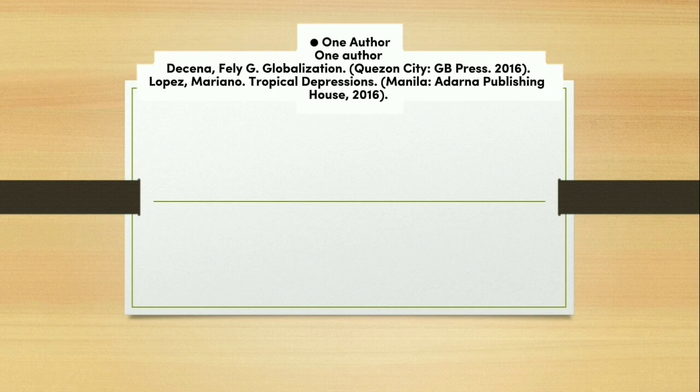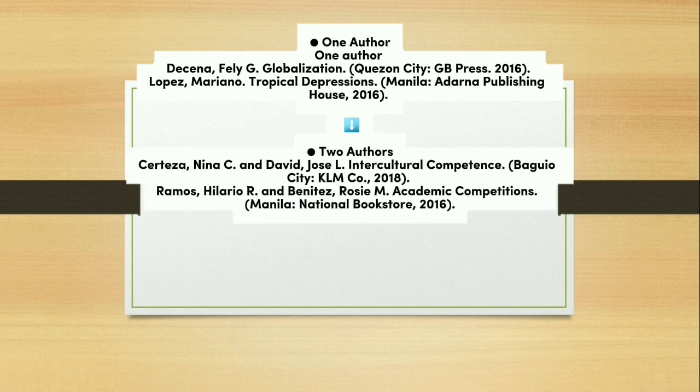Format for one author. When creating an entry for a book with one author in MLA 8 style, follow these guidelines: last name, first name, title of book, publisher, publication date. MLA citation: book with two authors. The last name of first author, first name of first author, then the first and last name of the second author.